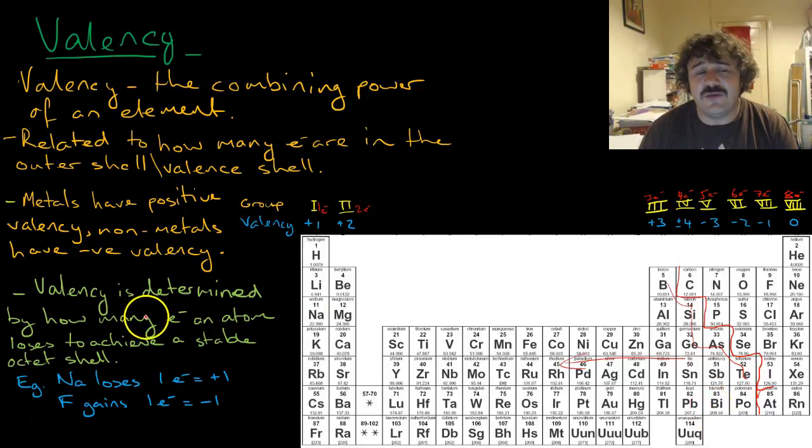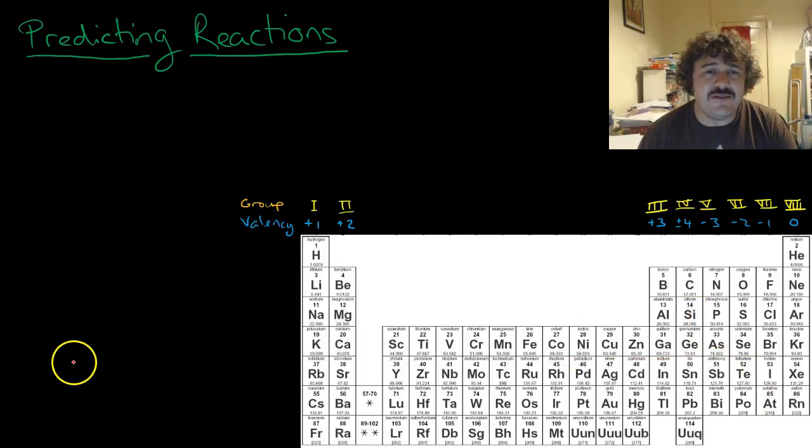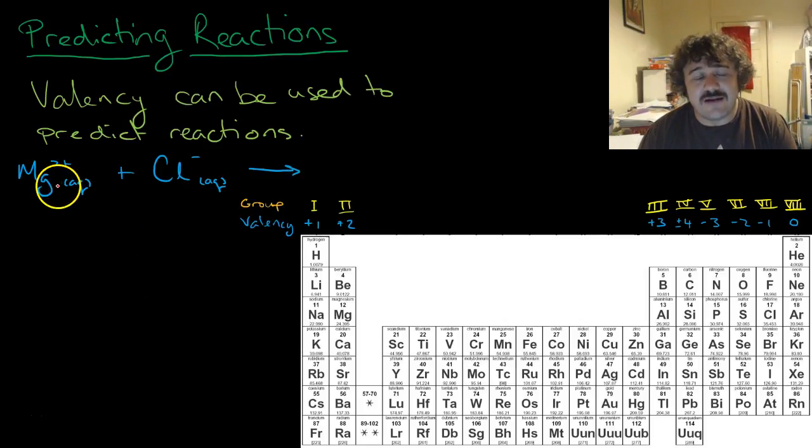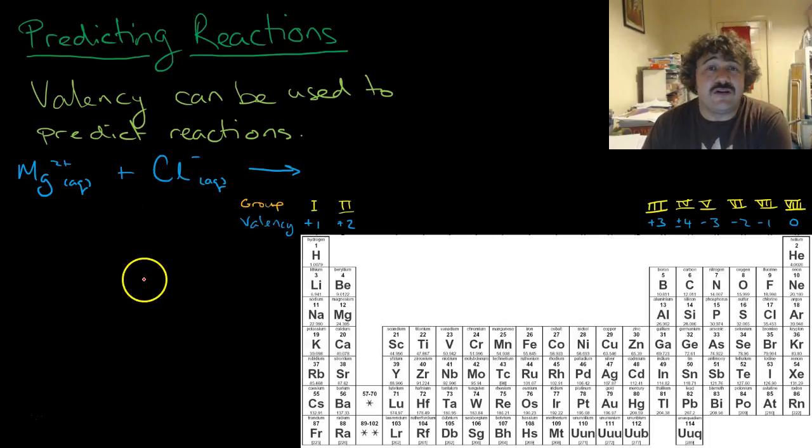Valency is basically determined by how many electrons an atom has to lose in order to achieve a stable electron configuration. So sodium loses 1, so it has a valency of +1. Fluorine gains 1, which means it loses -1, so there's a valency of -1. Now, how can we use this to predict a reaction? Basically, if we write down magnesium, dissolved in water, so we've got ions acting together. Magnesium is 2+, and it is going to react with chlorine.